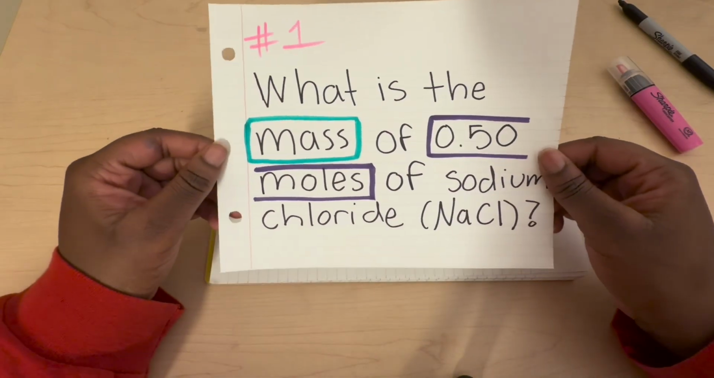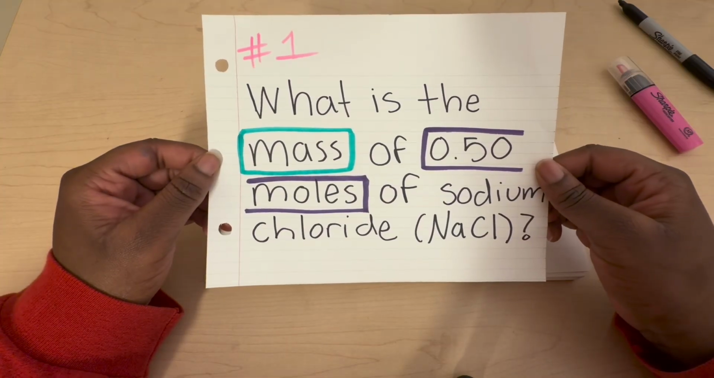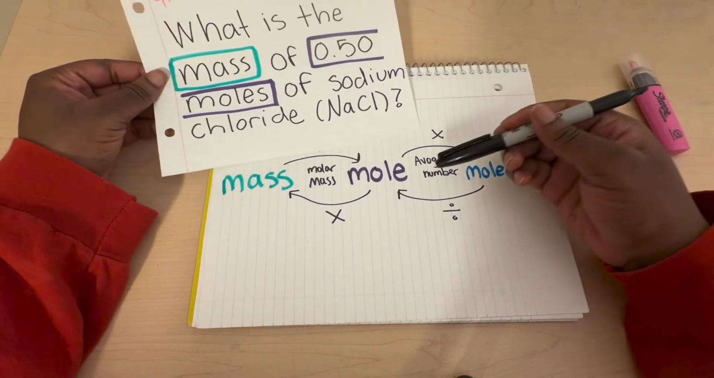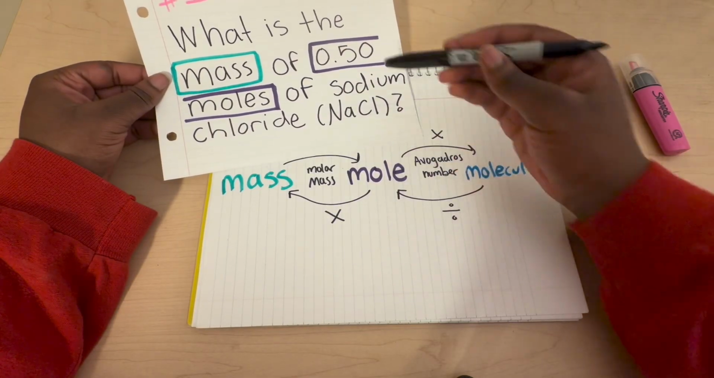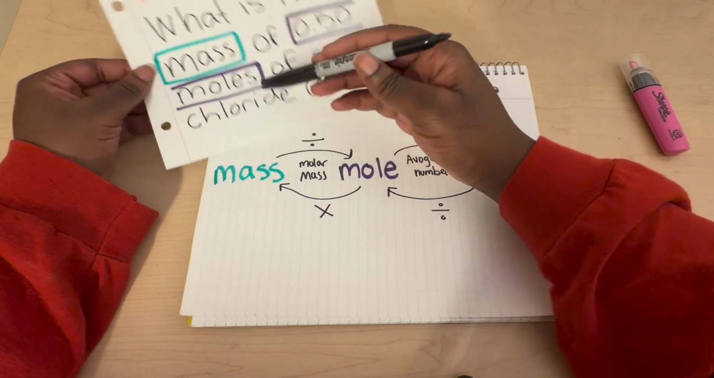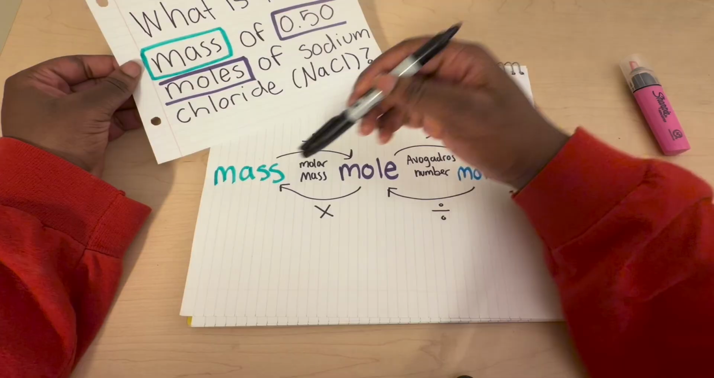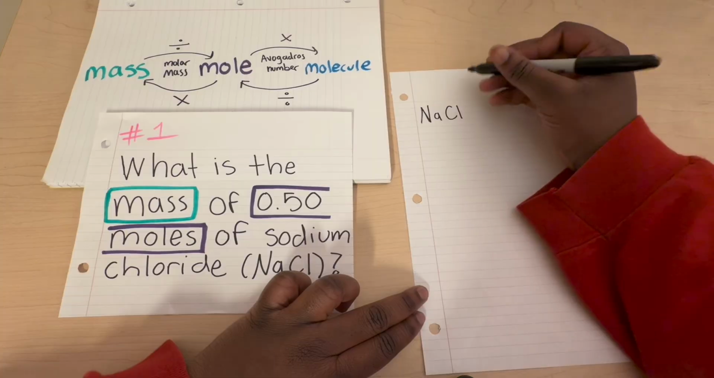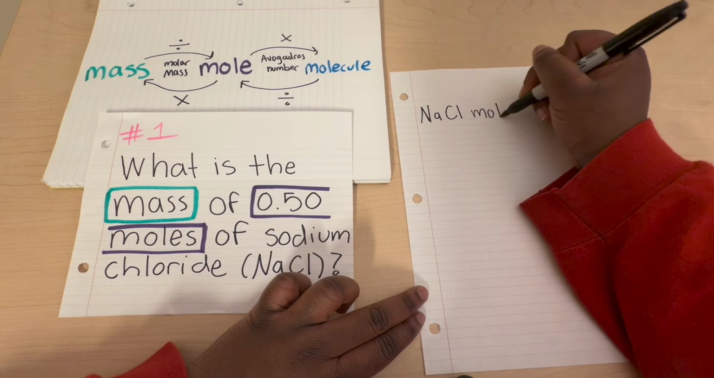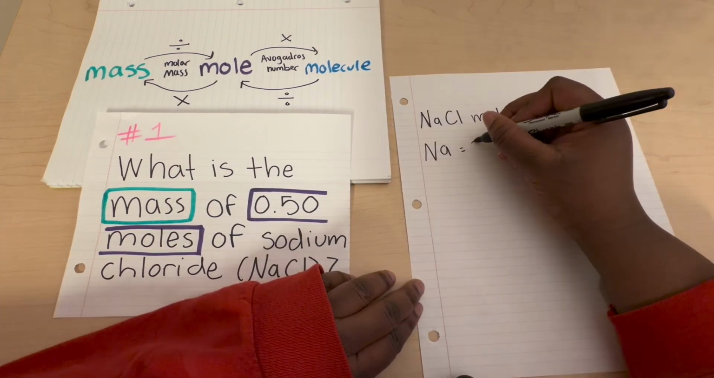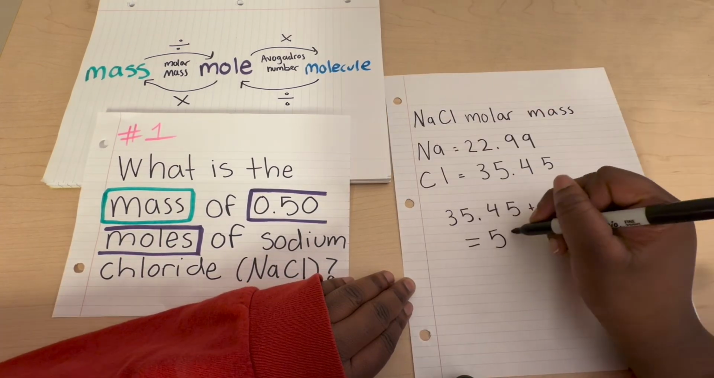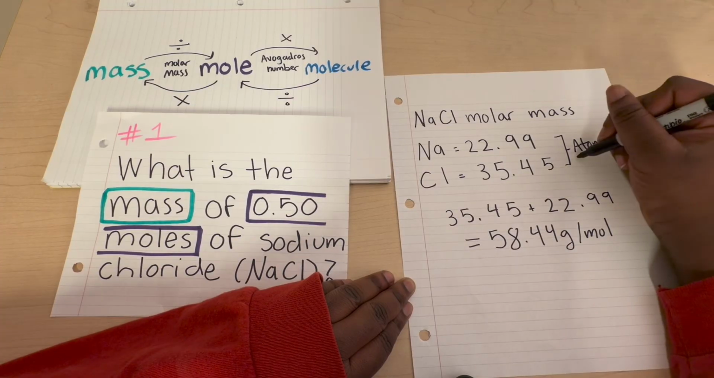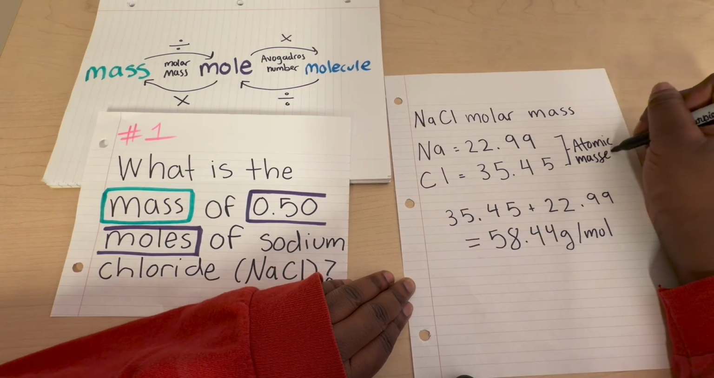First question, what is the mass of 0.5 moles of sodium chloride, NaCl? So we have the moles, and we're trying to find the mass. According to this chart, we multiply by the molar mass to find the mass. To find the molar mass, we take the atomic masses of both Na and Cl, and we add them together. And by the way, the atomic masses for each element are found in the periodic table.